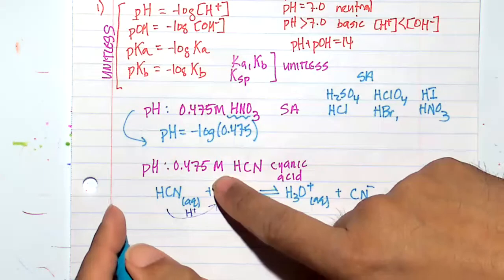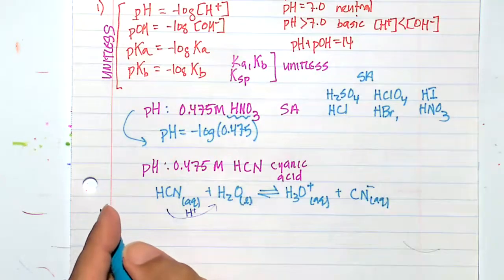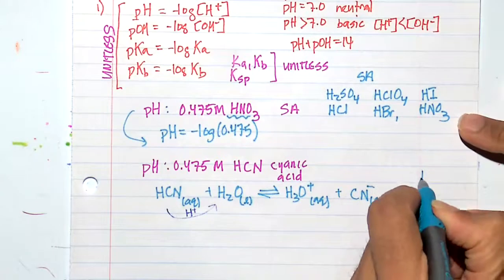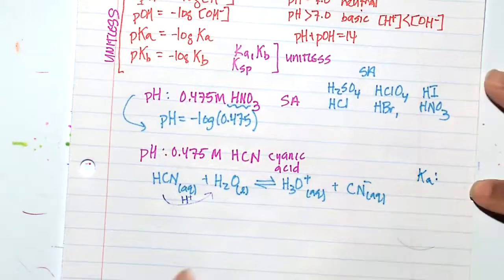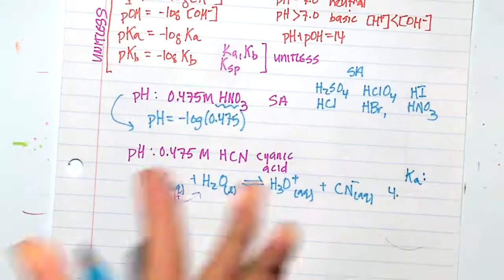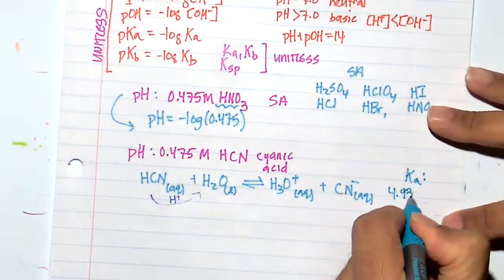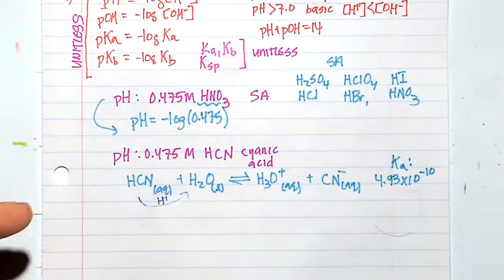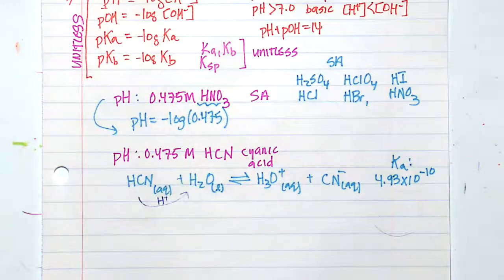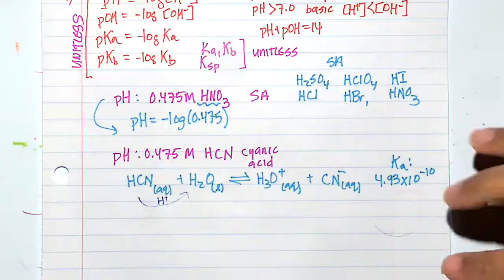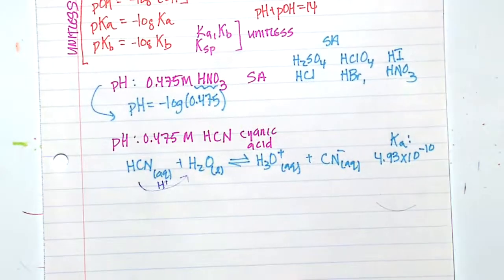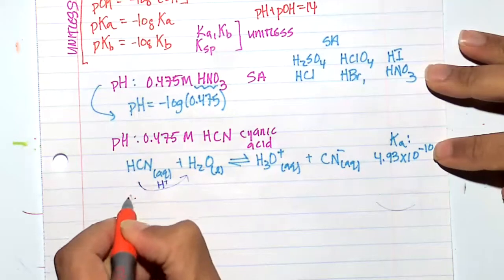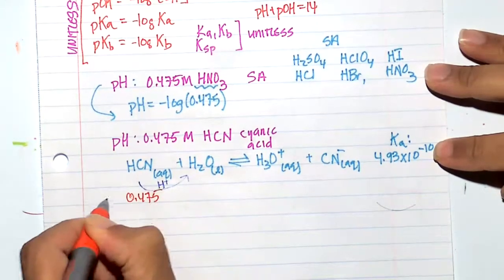If you're asked a pH of 0.475 or whatever number they throw at you, another thing that has to be given, or I'll have to give this to you, or I'll throw that question out, is a Ka. This tells us to what extent this reaction is going in the forward direction. Now, figuring out the pH of 0.475 molar HCN is just using an ICE table. So it's going to be 0.475 here.